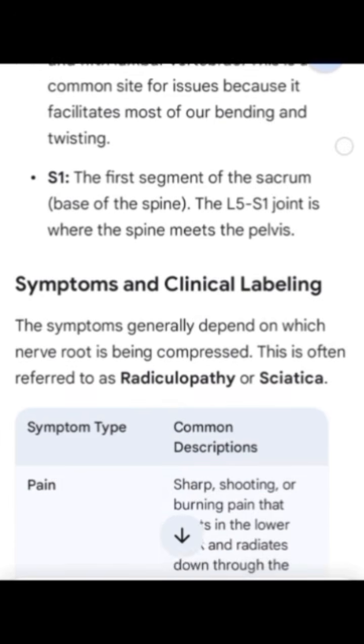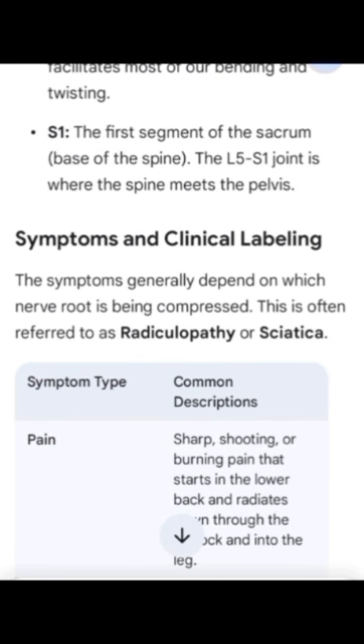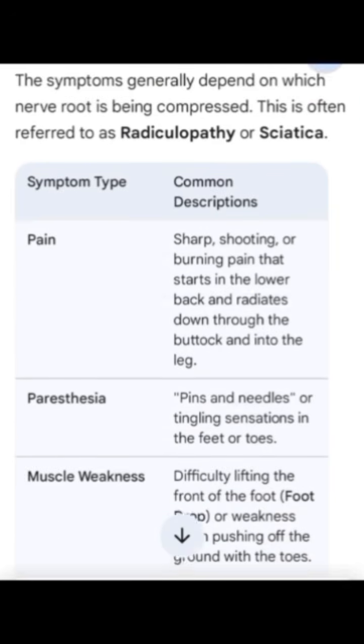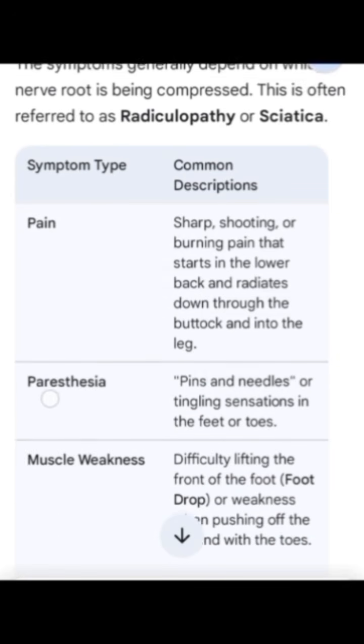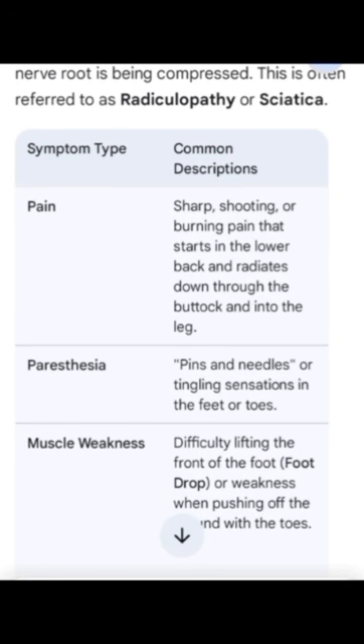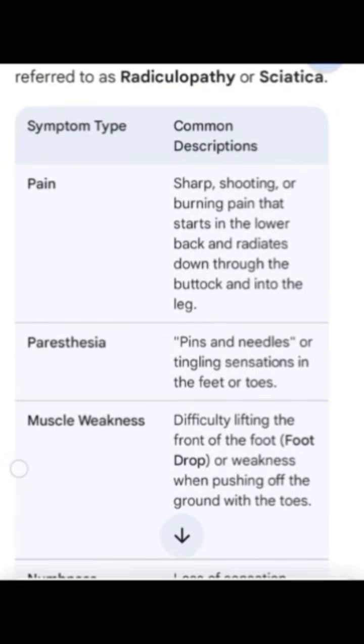Symptoms and clinical labeling. The symptoms generally depend on which nerve root is being compressed. This is often referred to as radiculopathy or sciatica. Symptom type, common descriptions: Pain, sharp, shooting or burning pain that starts in the lower back and radiates down through the buttock and into the leg.